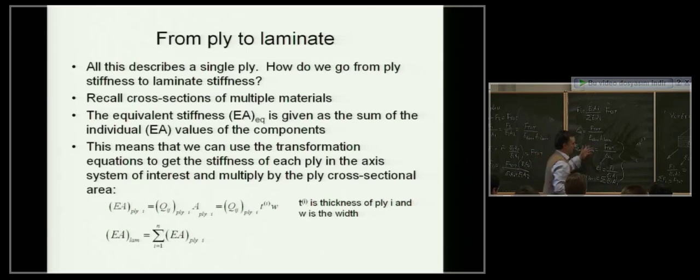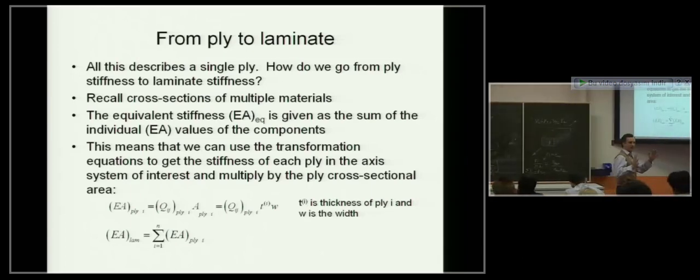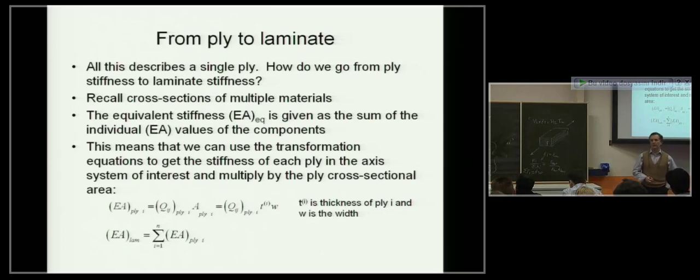And if you cannot follow the missing steps, you can let me know. But in general, because the strains are the same for each ply, the total or equivalent E times A, the membrane stiffness as it's called, for the entire laminate is the sum of the EAs.